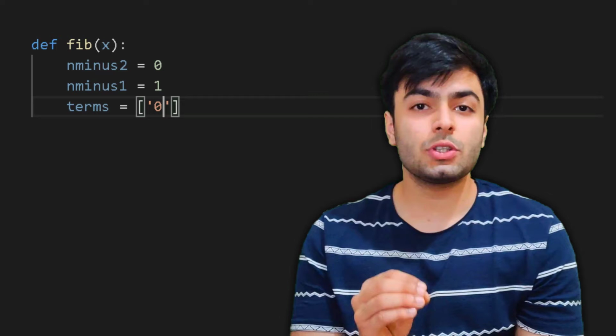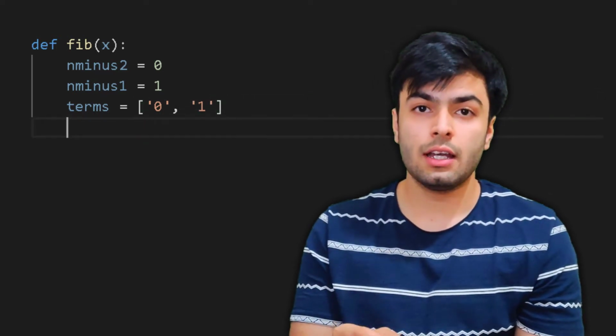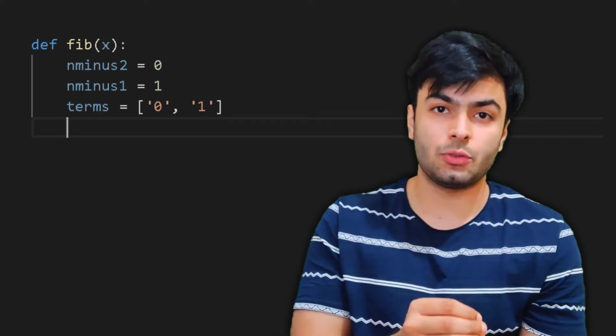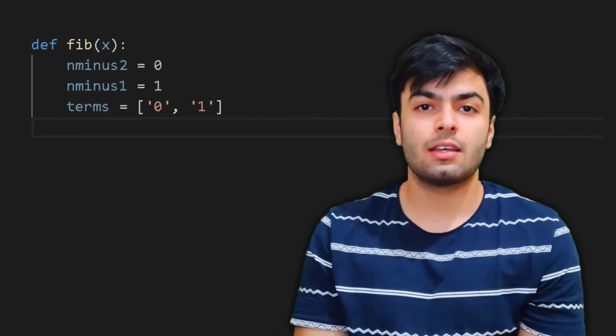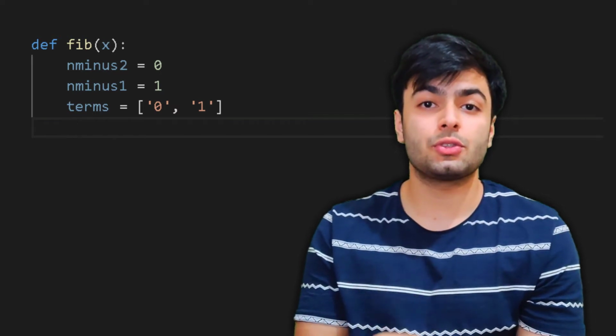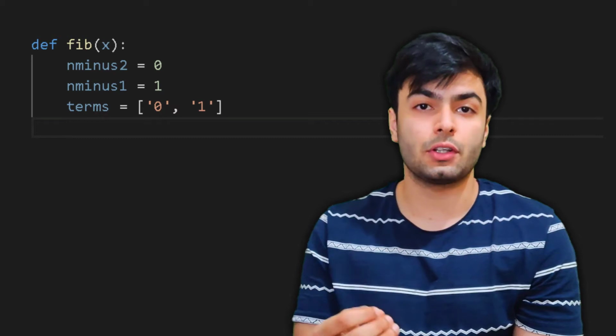Since we're starting with the third term, we know that the term before it is 1 and the term before that is 0. Hence the values of n-1 and n-2. The list terms is what we're going to use to store all the terms we find in the process and print at the end of the function.